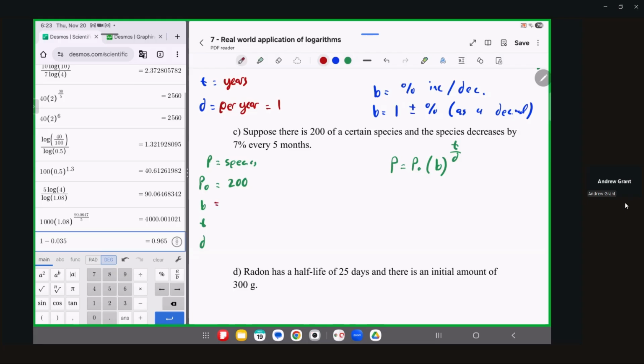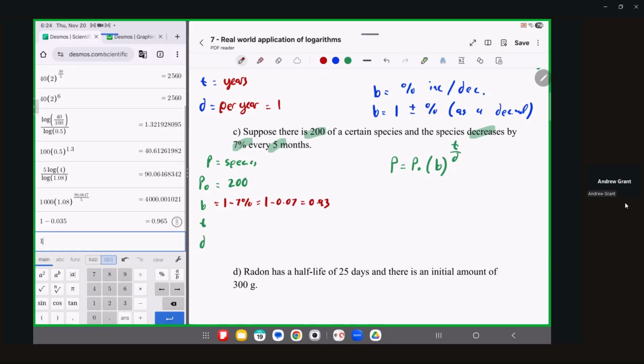So in this case, if you notice, we decrease by 7%. Since it's a percent, we're going to go 1 minus 7%, which is equal to 1 minus 0.07, which will be 0.93. I wonder if the calculator can do this. 1 minus 7%. No, it can't quite do that. It's okay. But if you take 1 minus 0.07, you see you get 0.93.